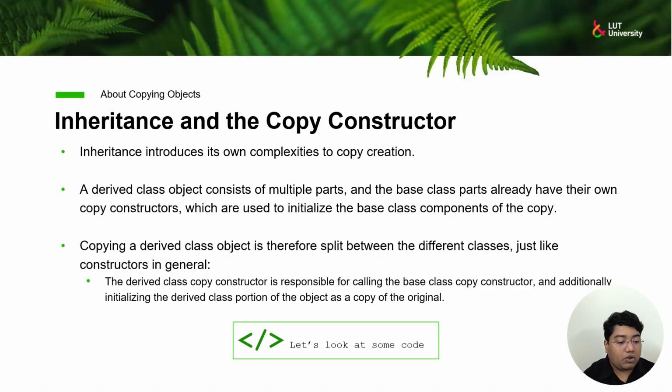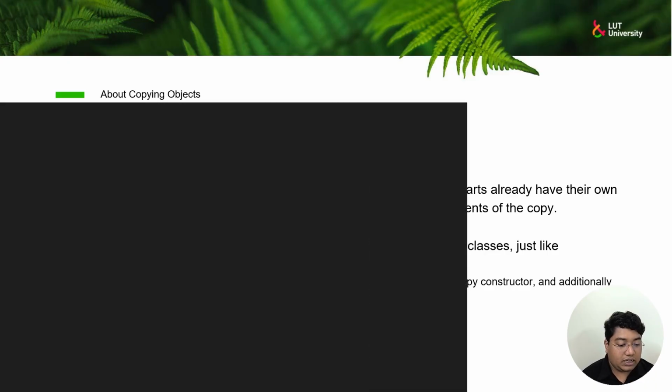The base class already knows how to copy its own data, so the derived class shouldn't try to do that work itself. Instead, its job is to call the base class copy constructor and then copy its own members. So let's see what that looks like.